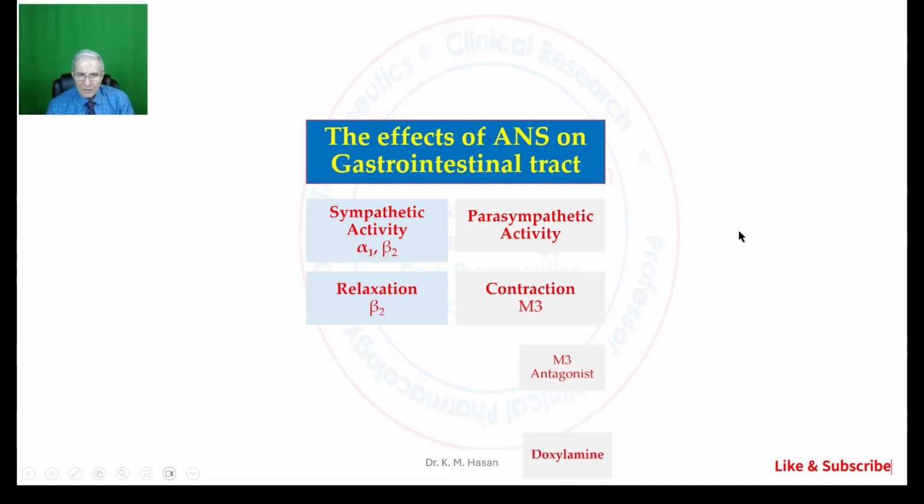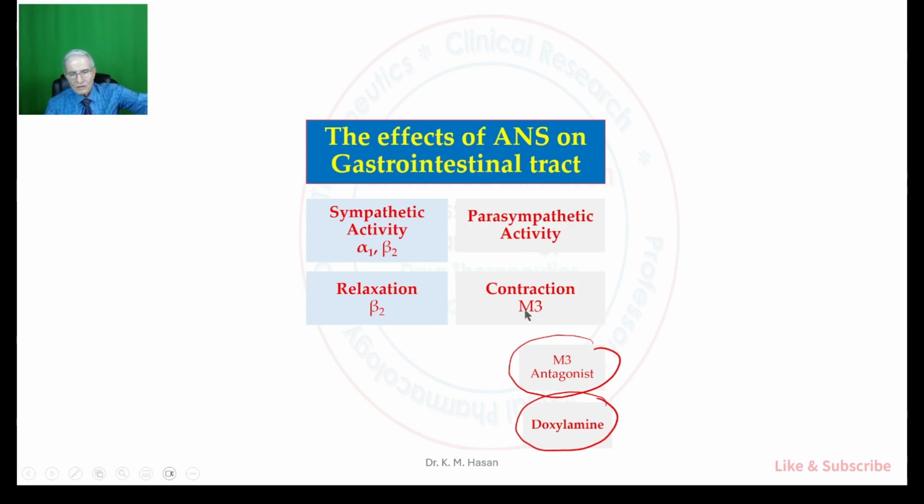We have some medications that antagonize the action of the M3 receptor, and we use them as antispasmodic medication. If you stimulate M3, this will lead to contraction, which leads to spasm. So if you antagonize the action of M3, the result will be an antispasmodic effect. So we have the medication called dicyclomine.